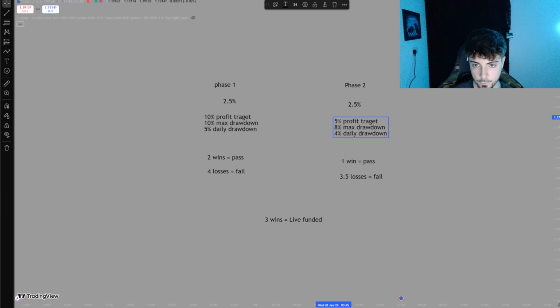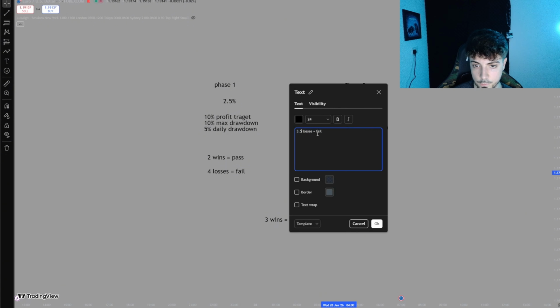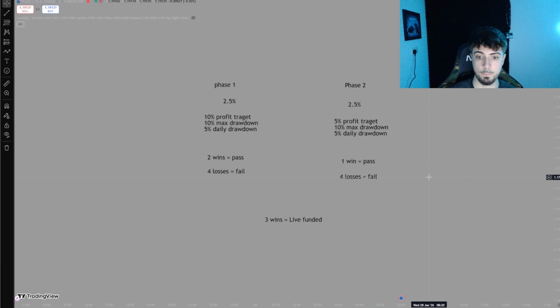And then if this was obviously, you'd still have a 5% profit target, but then you'd have 10% max drawdown, and you would have 5% here, and you'd still be targeting 2.5%. So it's completely up to you as to what accounts you use. This would go down to 4, wouldn't it? Or go up to 4. So yeah, it's completely up to you, but this is exactly how I would treat evaluations, okay? So yeah, pretty simple one.